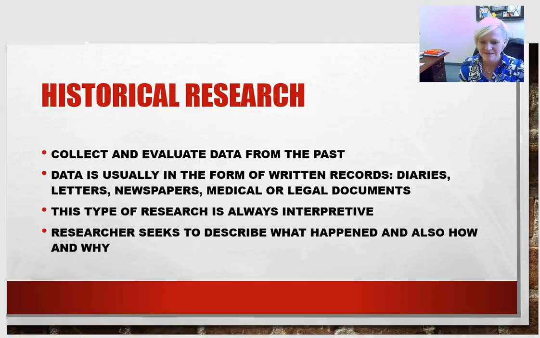The next type is historical research, and there's not a ton about this in your book, but this is where you look at data from the past. Usually with historical research, you're looking at diaries, letters, newspapers, medical records, legal documents, those kinds of things. So it's always an interpretive type of research. What you want to know is what happened, and then how and why it happened. And we can sometimes use that to prevent things from happening in the future.